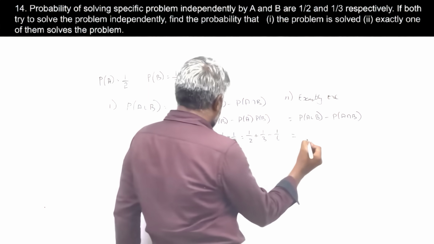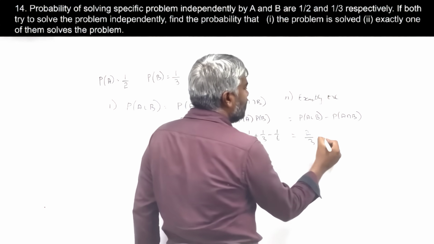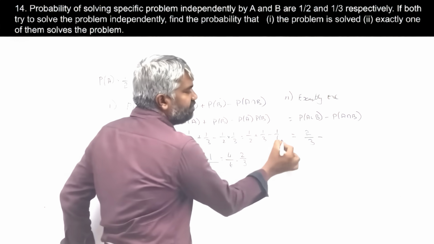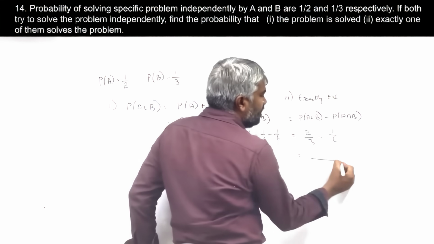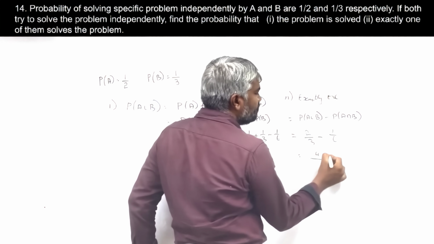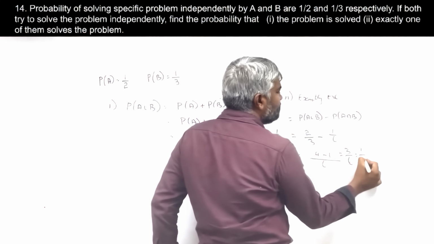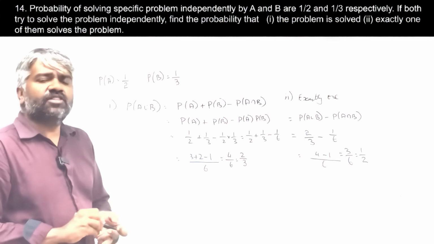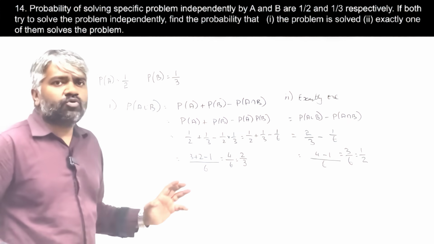What is P of A union B? Which we found as 2 by 3. What is P of A intersection B? For P of A intersection B, we found it as 1 by 6. You can take LCM as 6, which is 4 minus 1, so 3 by 6, which is 1 by 2. So this is the answer for both the subdivisions of this question. Now we can move to the next question.